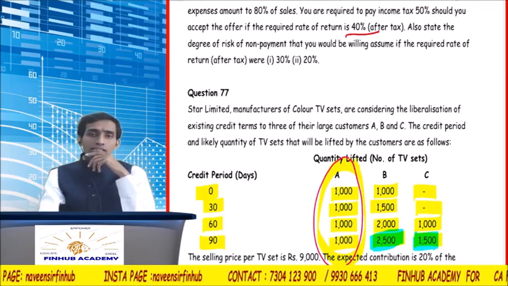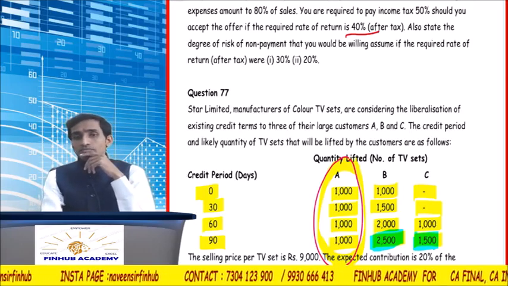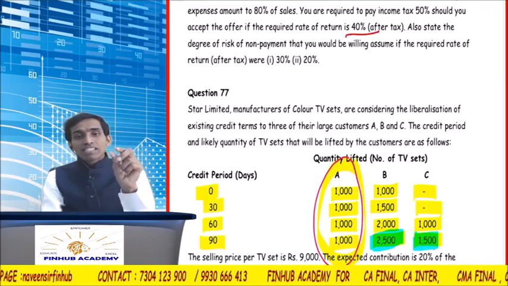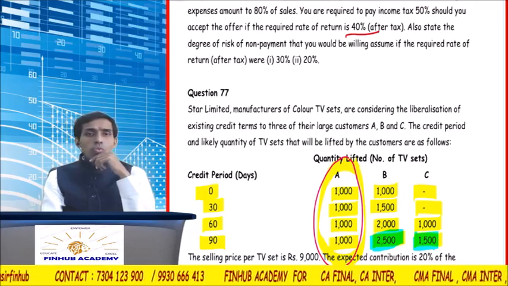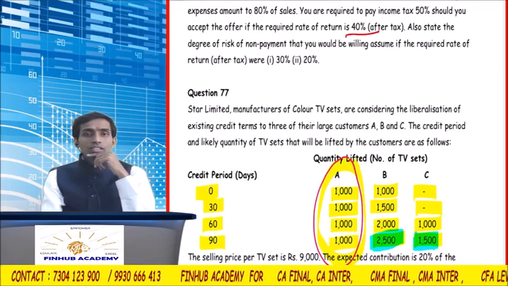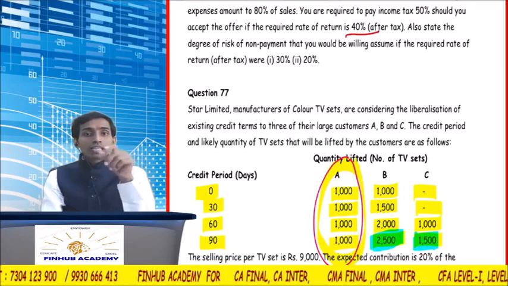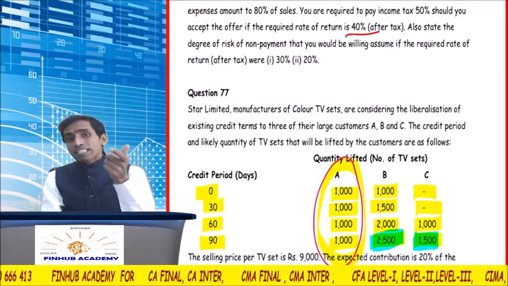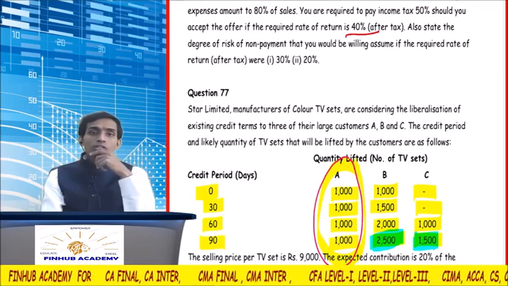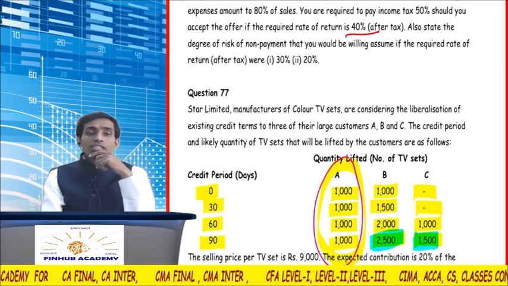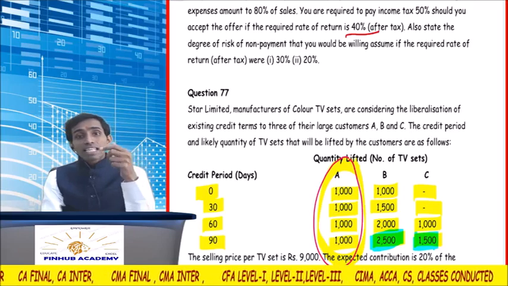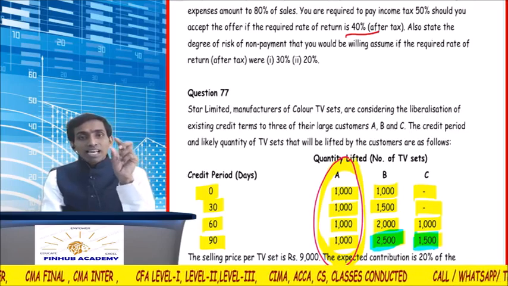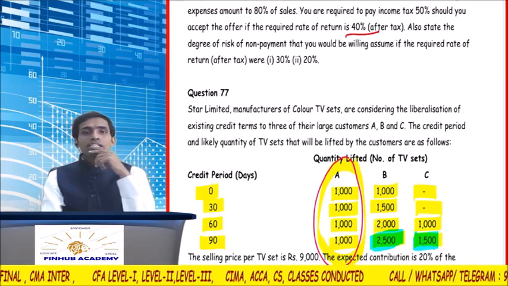What is PBT? Profit before tax. 4,800. At given sales, my additional contribution is how much? 12,000. Correct. So 12,000 minus 4,800, 7,200 is the bad debts which I can tolerate. If I tolerate 7,200 bad debts in absolute terms, my return will be 40%. Is it clear?